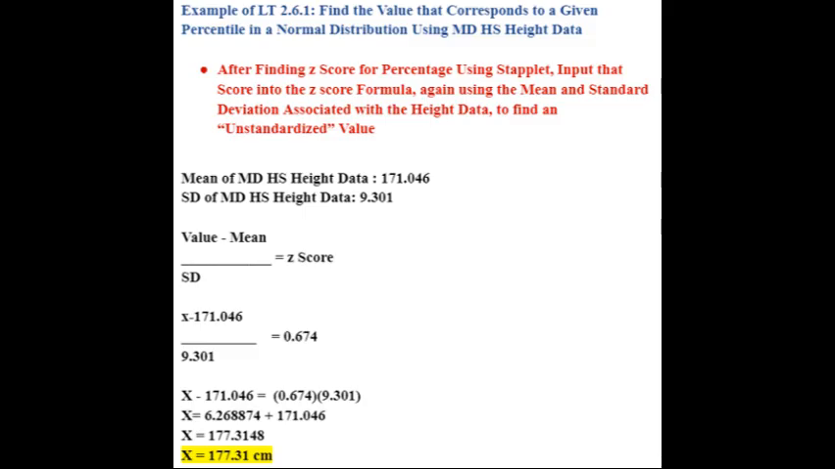Once we obtain the z-score value from the given percentage, it is simple to use the standard z-score formula with the Maryland height data and mean known, so that everything is plugged in except the unknown value. The unstandardized value ultimately arrived at in this case is x equals 177.31 centimeters.